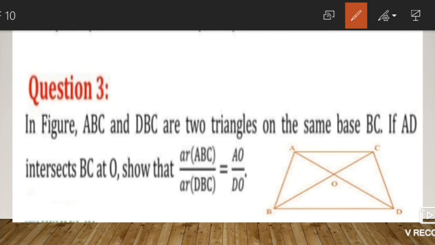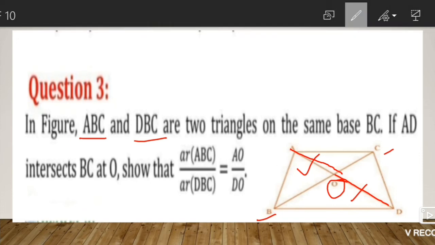Let's read this question again. This is triangle ABC and triangle DBC, the base is the same, that is BC. Now if AD intersects BC at the point O, then you have to show that area of ABC by area of DBC is equal to AO by DO. So let's check the solution.